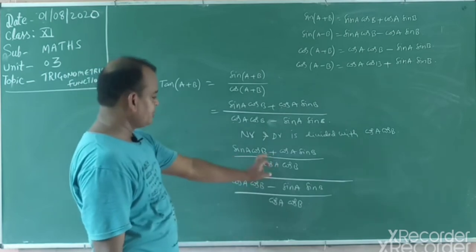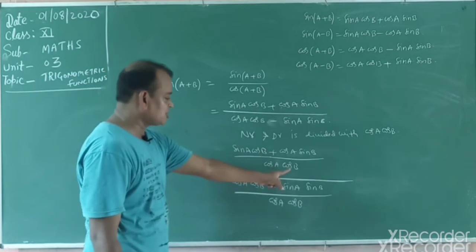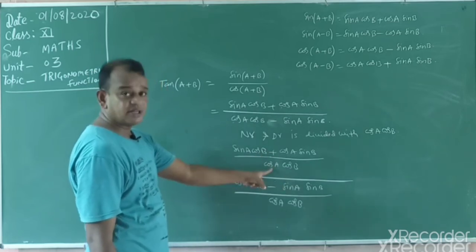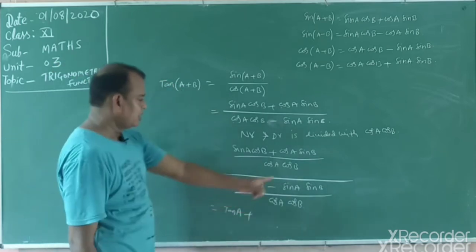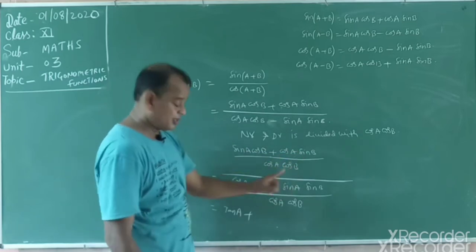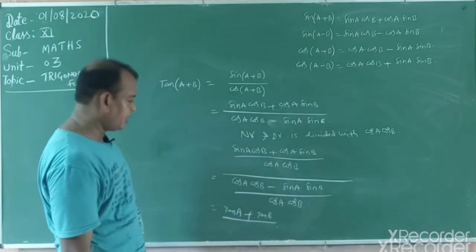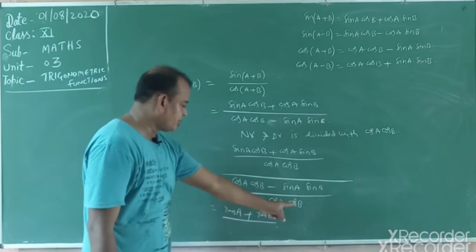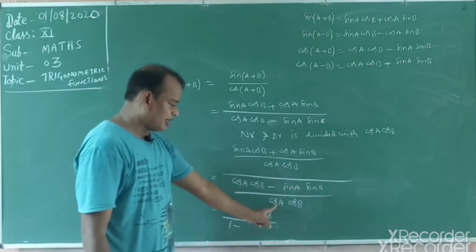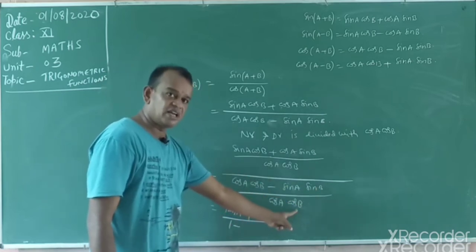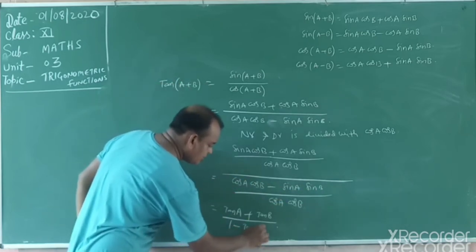In the numerator, plus means separation: this one by this one plus this one by this one. Observe that sin A cos B by cos A cos B, cos B cancels, sin A by cos A equals tan A, plus sin B by cos B equals tan B. In the denominator, cos A and cos B cancel, so 1 minus sin A by cos A, tan A, sin B by cos B, tan B, that is tan A into tan B.